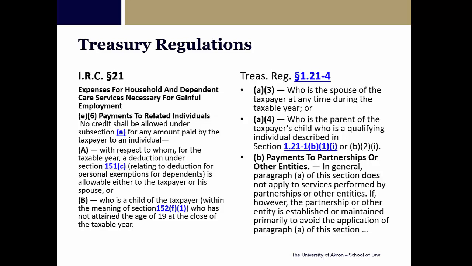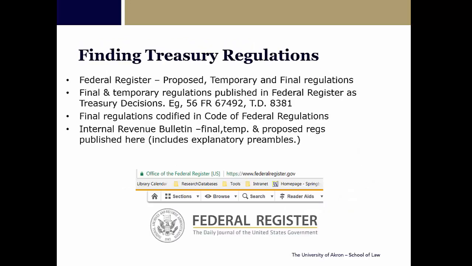The Treasury regulation expands on this and says, additionally, the babysitter, the person taking care of the children, cannot be the taxpayer's spouse or the parent of the child if they're a qualifying individual. Also, you cannot create a partnership to avoid these rules. So you see the regulation is adding more to what is in the Internal Revenue Code.